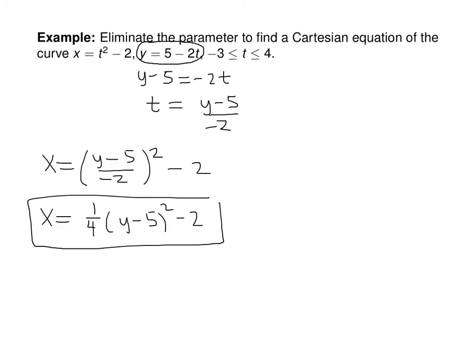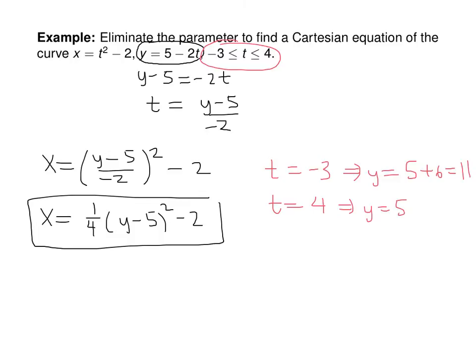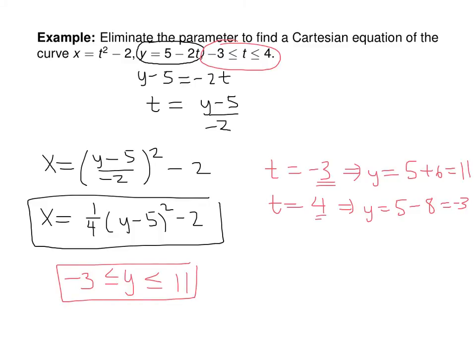Now this restriction on t, saying t is between negative 3 and 4: t equaling negative 3 implies that y is equal to 5 plus 6, or 11, and t equaling 4 implies that y is 5 minus 8, or negative 3. So the restrictions on my y is that y must be bigger than or equal to negative 3, but less than 11. And I obtained those by plugging these t's into the equation for y. And I chose to do restrictions on y because y is what we're inputting here.